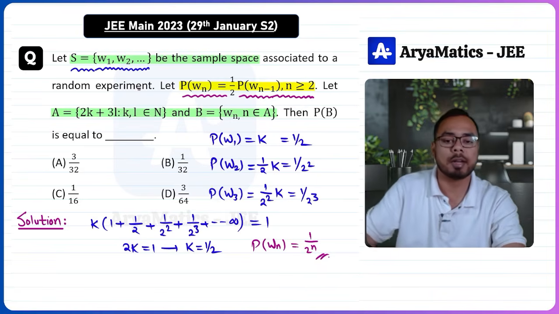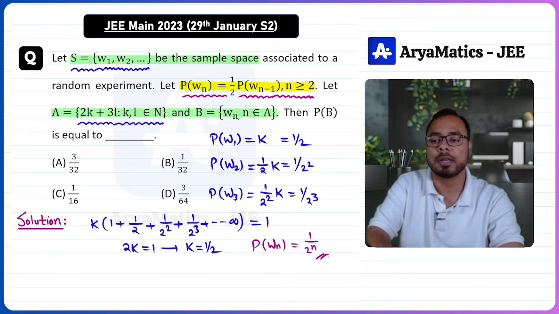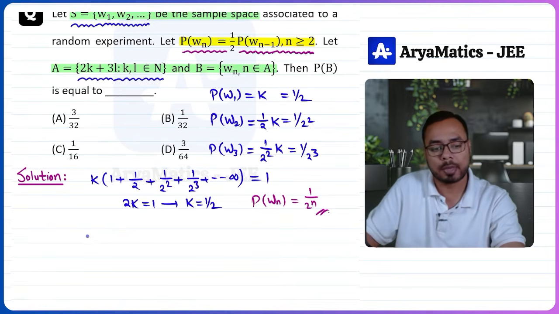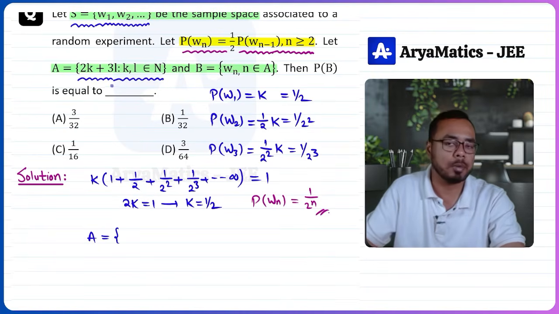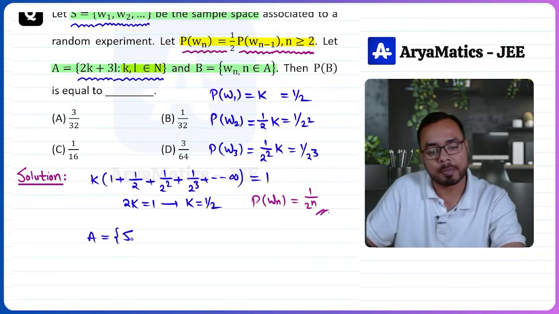Now the second relation that we need to decode is that set A contains all the elements of the form 2k plus 3l, where k and l are natural numbers. So let us see what are the different elements present in this set A. If I talk about the smallest element present in set A, we can take k and l as 1 and 1. They are natural numbers, so the least value of k is 1 and the least value of l is also 1. So that will give us 3 plus 2, that is 5.